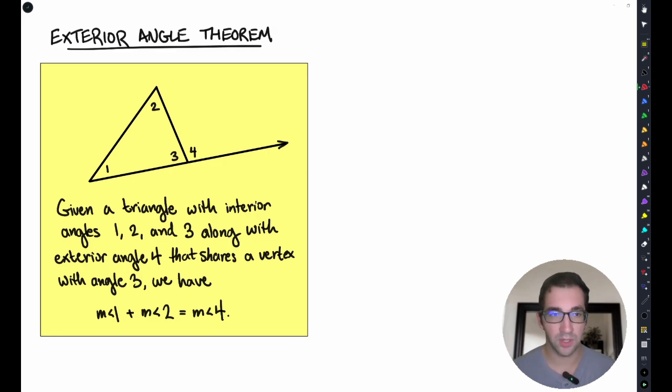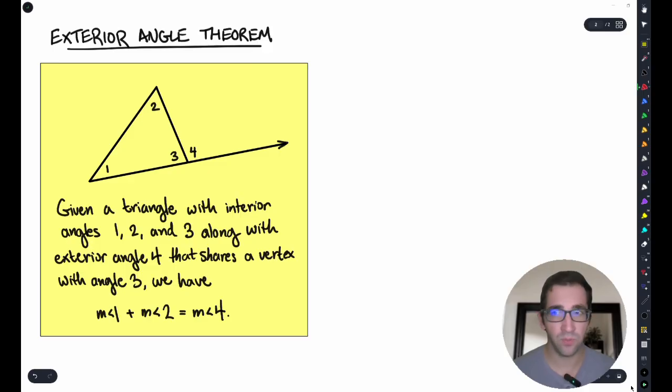In this lesson, we're going to look at a key theorem in geometry called the exterior angle theorem. This theorem regards the angles of a triangle. We're going to first look at the text of the theorem that's in the yellow box. We're going to prove the theorem, and then we're going to do an example that uses that theorem.